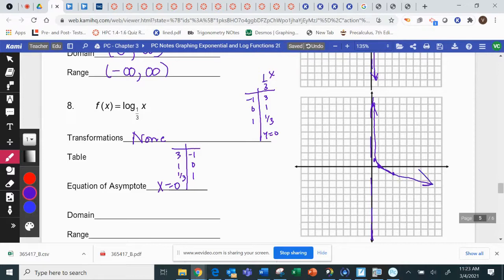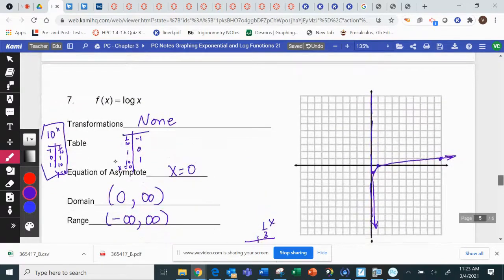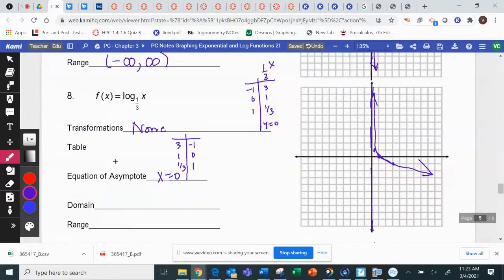Now this one, look, we only graphed the one logarithm, and the ones on that first page all looked like they were going uphill. This one looks like it's going downhill, and that's because the base is a fraction. Where the base was a fraction when we did exponentials, it was a decay. That's why it looks like it's going downhill when the base is a fraction for logarithms. The domain for this one still starts at 0 and goes to infinity, and the range goes from negative infinity to positive infinity.